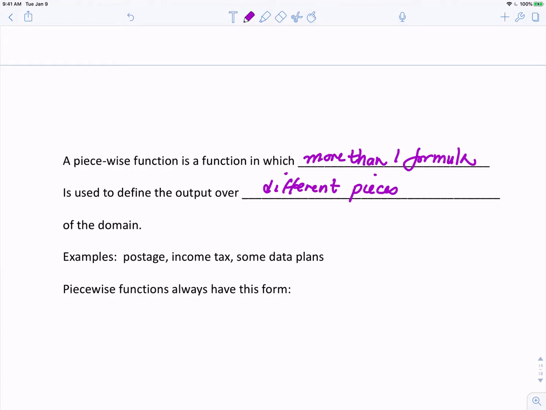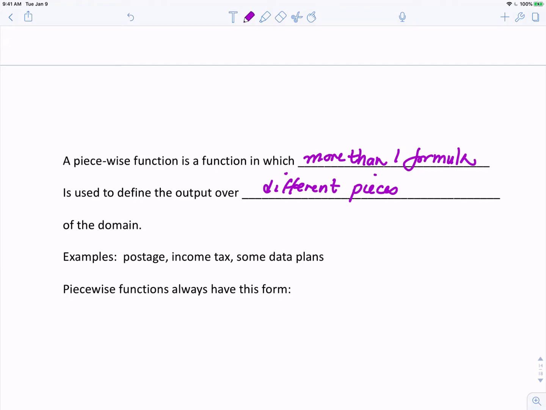Some examples of piecewise functions are postage. So there are different formulas for how much you pay based on the input of how much your package weighs. Income tax. There are different formulas used to determine how much tax you have to pay based on the input of your income. And some data plans. Depending on how much data you use will determine how much you have to pay for your data plan.